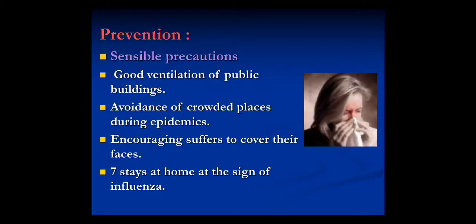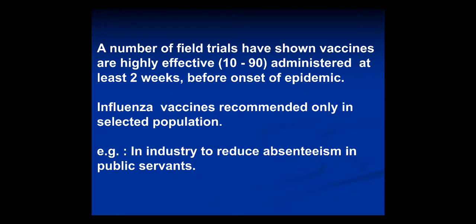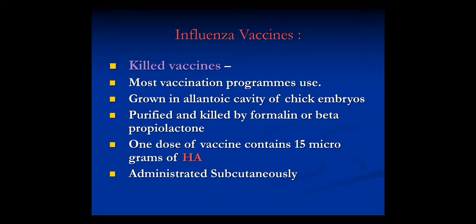Coming to prevention. So when you look into prevention, the sensible precaution is good ventilation of public buildings. So when you're working, right? Avoidance of crowded places during epidemic, encouraging sufferers to cover their faces. At the signs of influenza, people have to stay at home. Okay, right? A number of field trials have shown vaccination highly effective, administered at least 2 weeks before an onset of the epidemic. Influenza vaccine recommended only in selected population. In industry to reduce absenteeism and public, people have to start working, right?